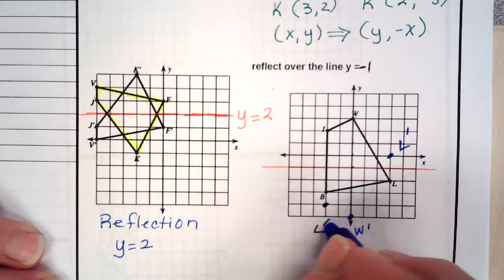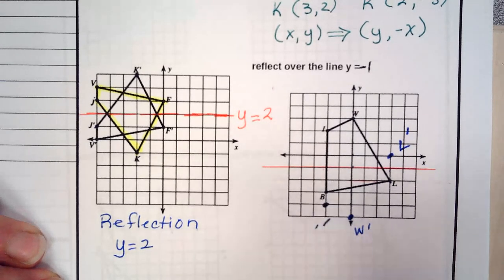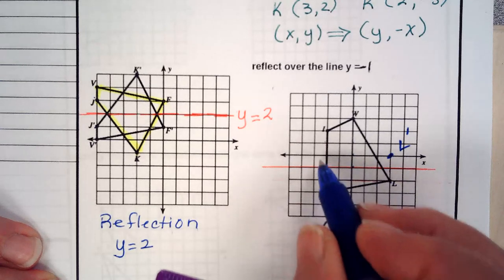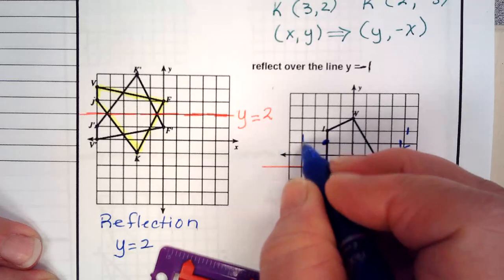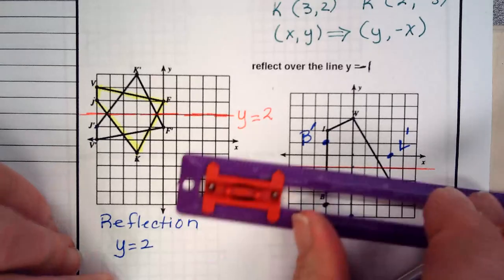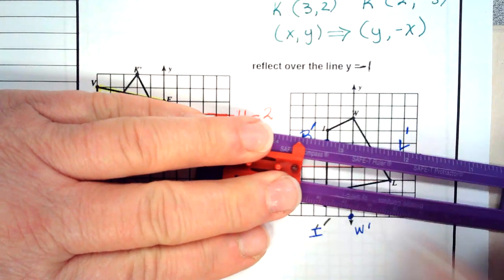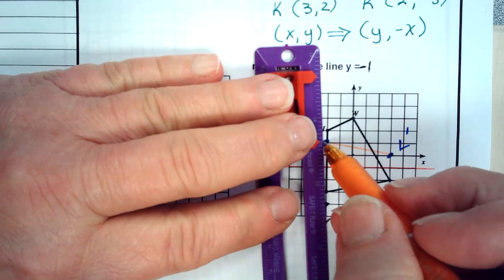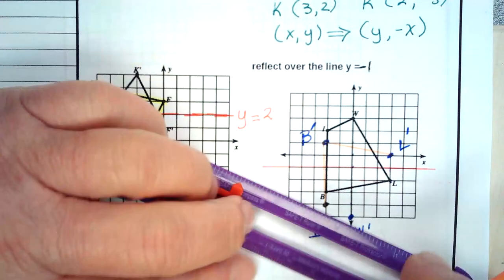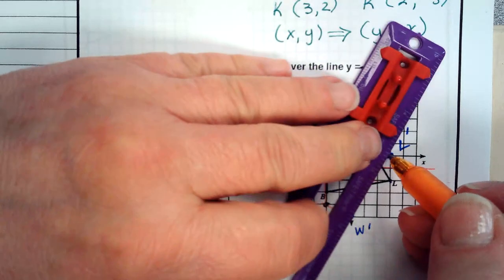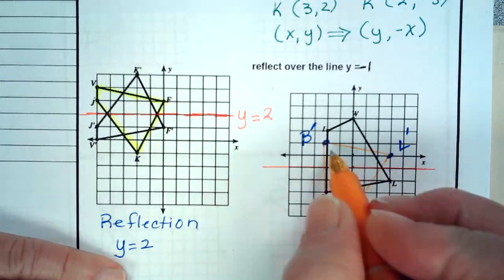This must be I prime here, because you can't have 2 L's. Awfully hard to read them though. Okay, for B, I'm down 2, so I'll come up 2, and this becomes B prime. So looking at the new figure, this is what it looks like.